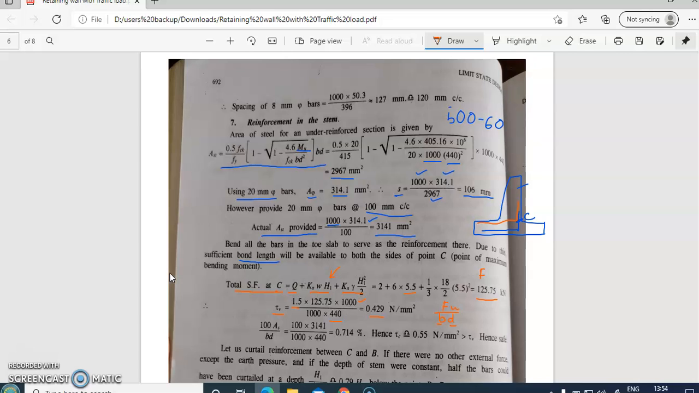Next, in table 19, in order to find out the permissible shear stress in the concrete, we need to find out first what is 100 As upon bd. As is the area of steel which is provided, and we have calculated it as 3141 mm square, and b and d are 1000 and 440 mm respectively.